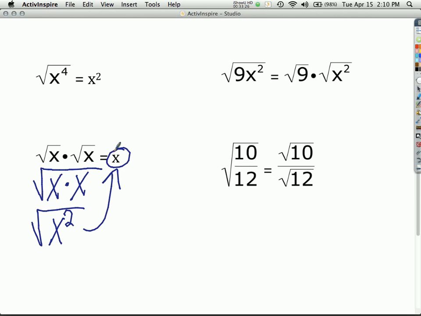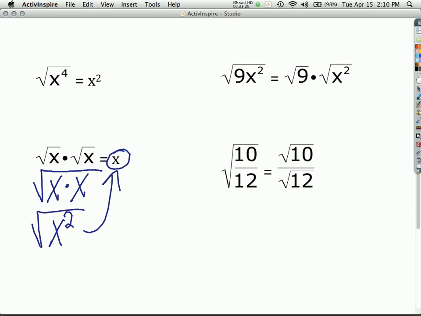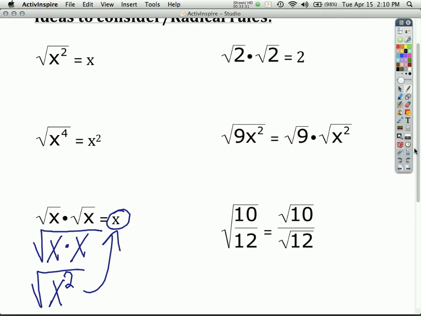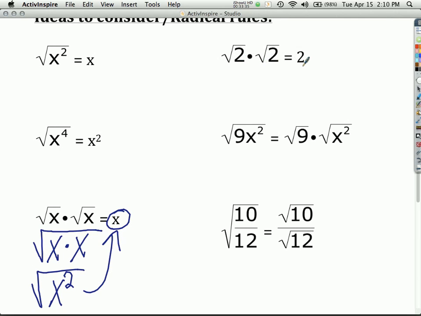This is an important trick to know. I've also illustrated it with numbers here. Radical 2 times radical 2 equals 2. Why does that work? Because of this. You multiply them together, you get radical 4, and what's the square root of 4? 2. So you don't have to do this, you just have to know that a radical times itself equals the number inside.